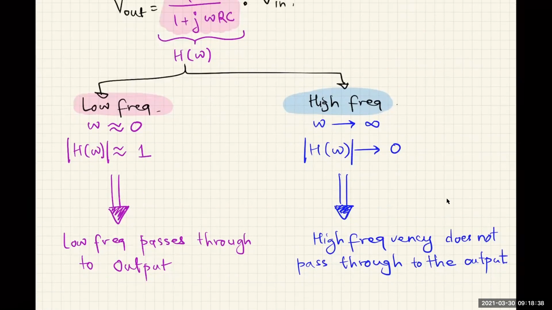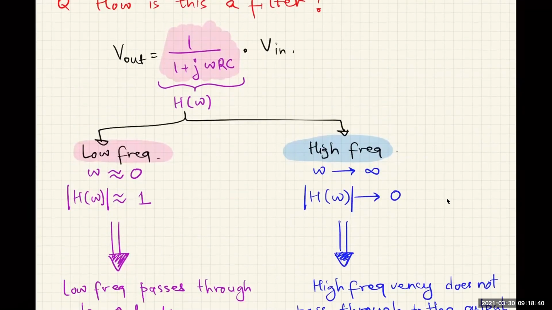So basically for higher frequencies, this factor approaches 0, so the output approaches 0. Whereas for low frequencies, this factor approaches 1, and so V out approaches V in. That way, we use it as a filter that only lets low frequencies through and blocks high frequencies, also called a low-pass filter.